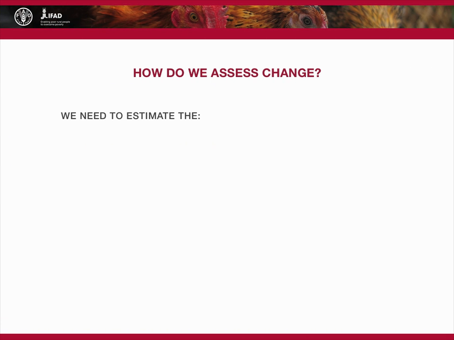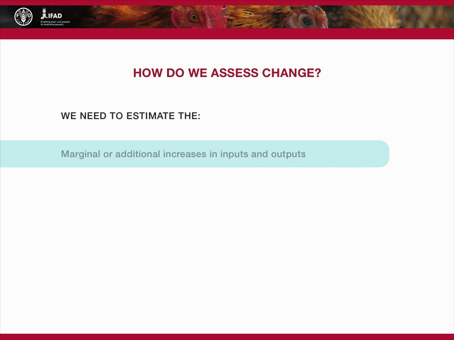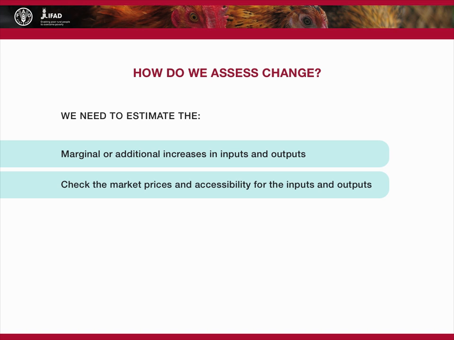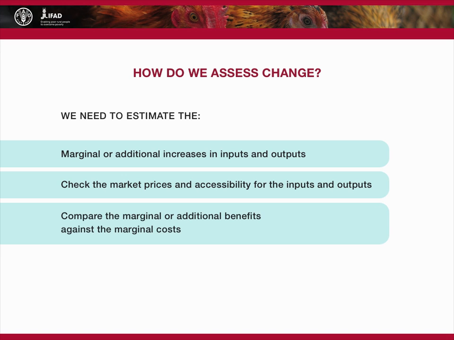To assess change, we first need to estimate the marginal or additional increases in inputs and outputs. We then need to check the market prices and accessibility for inputs and outputs. Finally, we compare the marginal or additional benefits against the marginal costs.